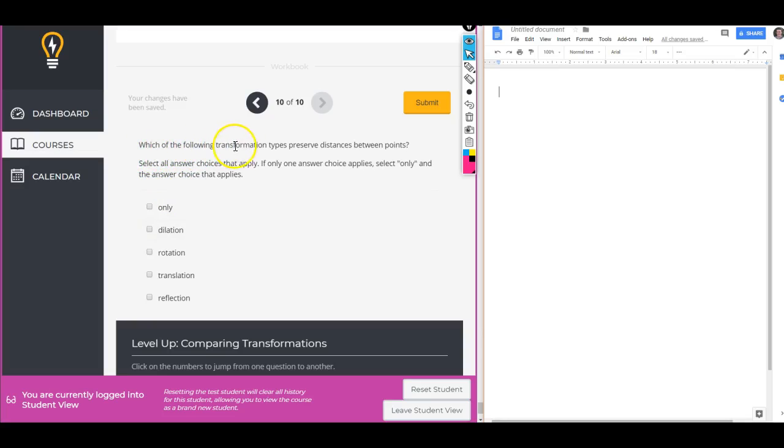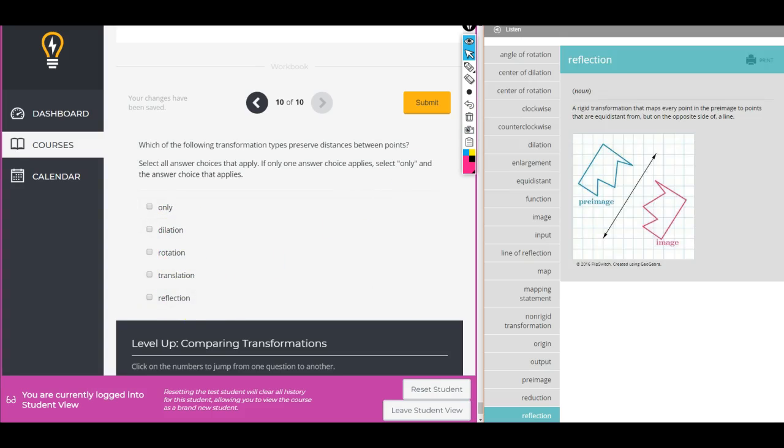Okay, which of the following transformation types preserves distances between points? Select all the answer choices that apply. If only one answer choice applies, select only that answer choice. So the options are dilation, rotation, translation, and reflection. Again, if you do not have these definitions or the idea of what they're doing, please use your key terms.